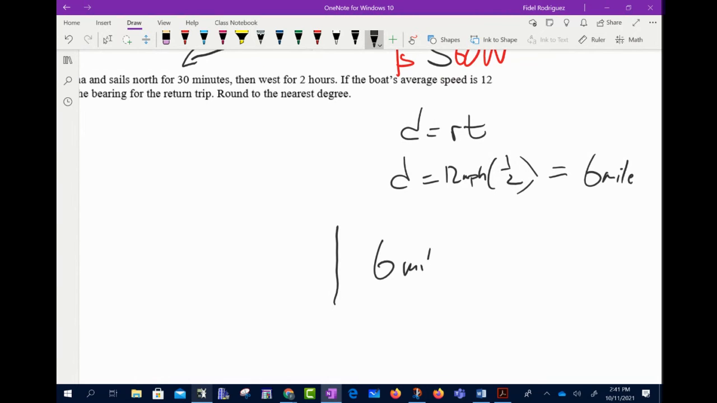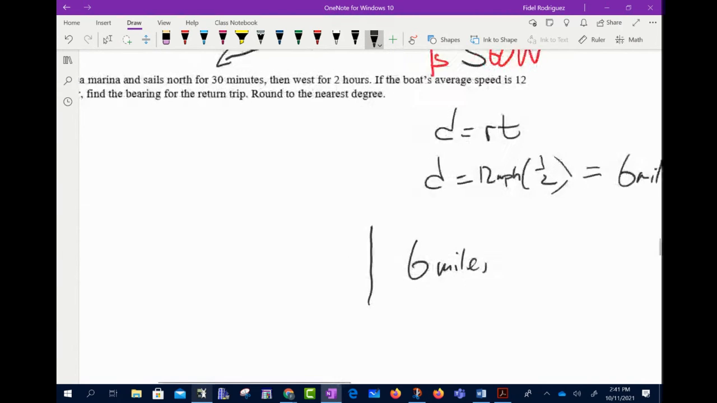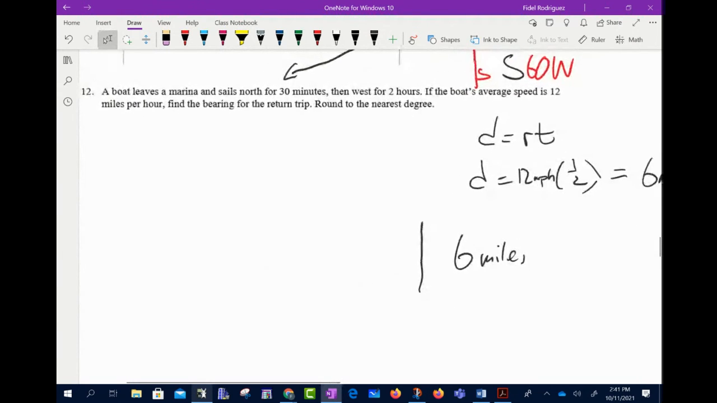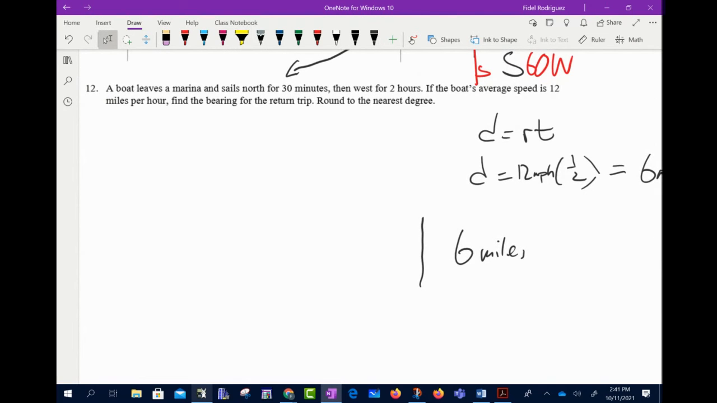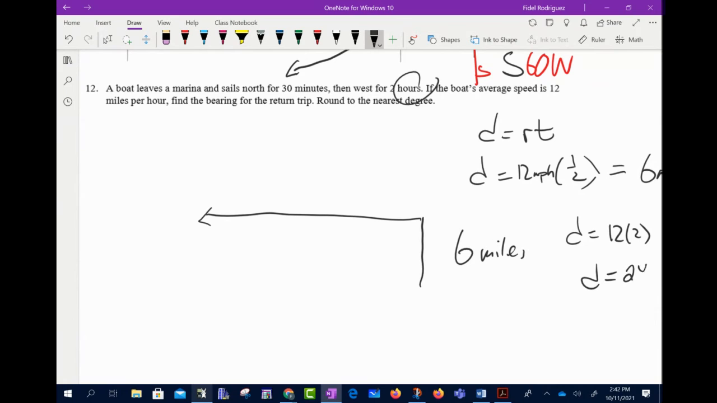So I know that this distance here, y'all, is 6 miles. Okay. So we were going north for half an hour. We went 6 miles. Then we headed west. So isn't that taking a sharp turn like this? It's a little crooked, but you get what I'm doing. And we go for 2 hours. So let's figure out that distance. 12 miles an hour times 2, what's our distance here? 24. So we know this distance is 24 miles.